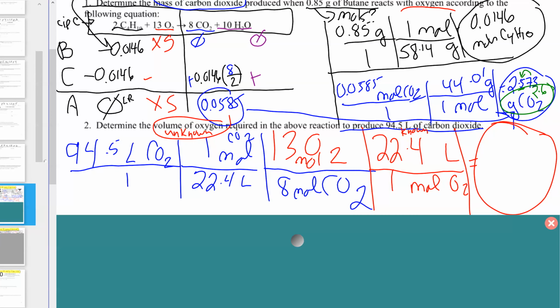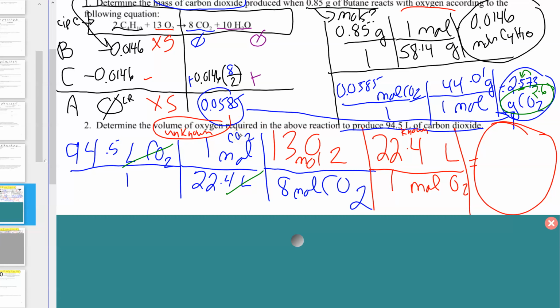Okay, so we're going to start with that known, that 94.5 liters of CO2. Put that over 1, just like we always do. Now we want to get rid of liters of CO2, and you're always trying to go to moles. So we're going to divide by 22.4. And if we look, that cancels liters of CO2, and we're at moles of CO2.